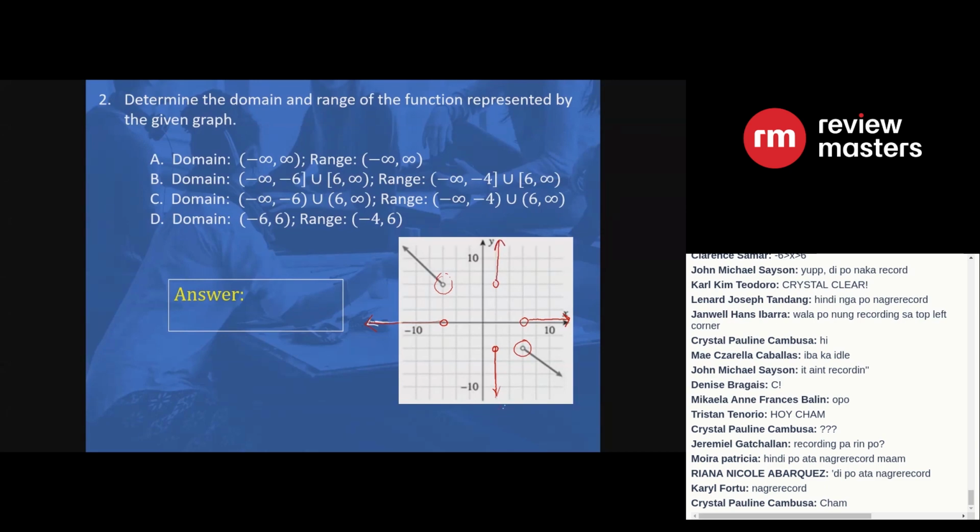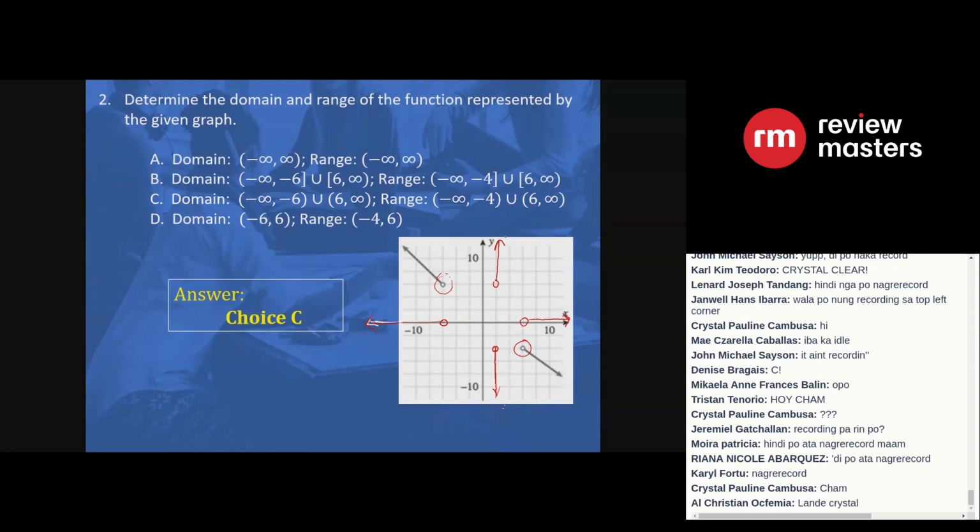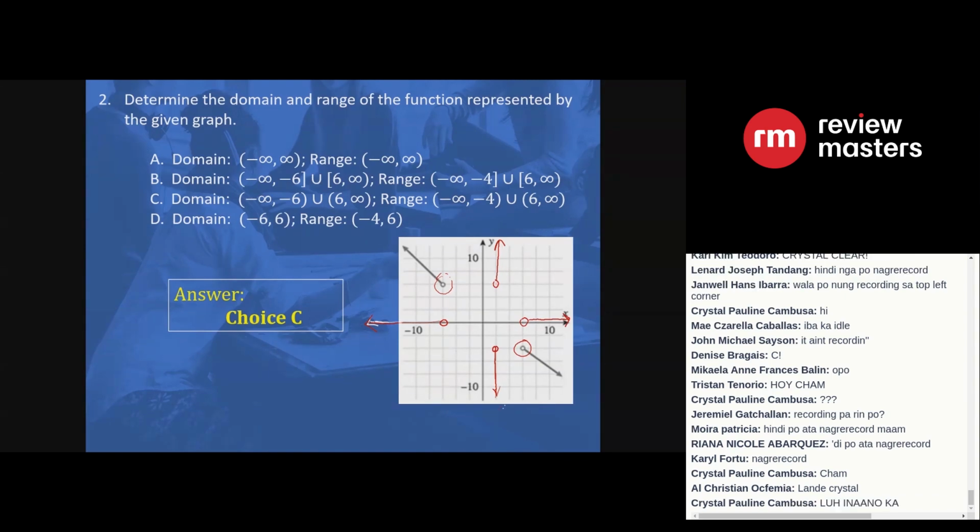So that's why our range is from -infinity to here. This is given by -4. Since we have a hollow circle, -4 is not included. And union 6 to positive infinity, kasi nag-start yung graph natin for y equals 6 up to positive infinity.